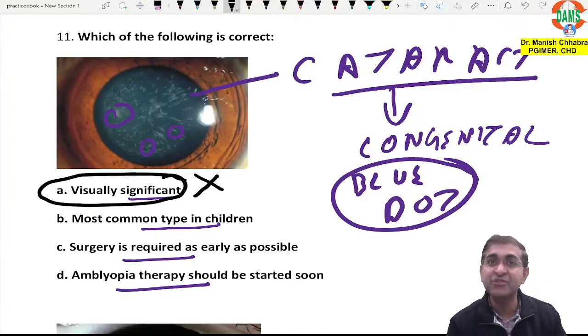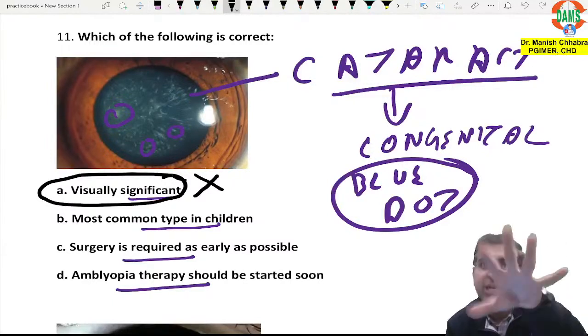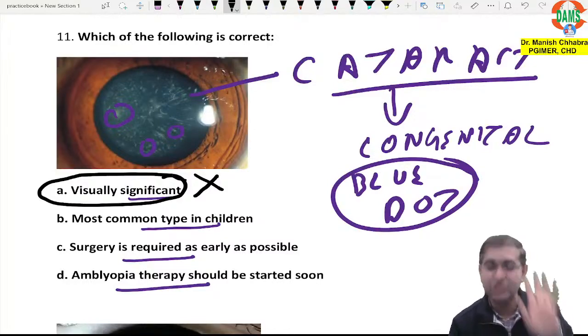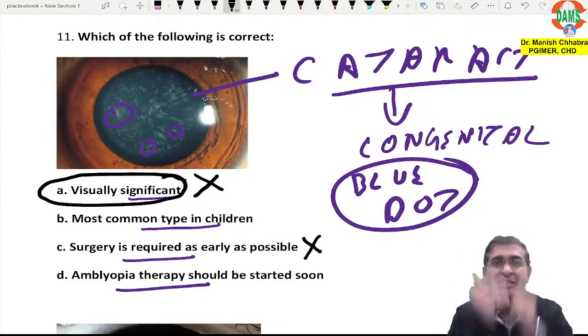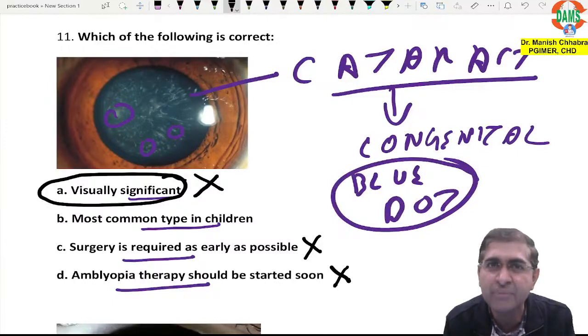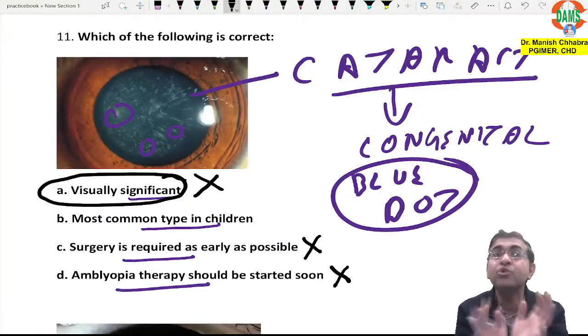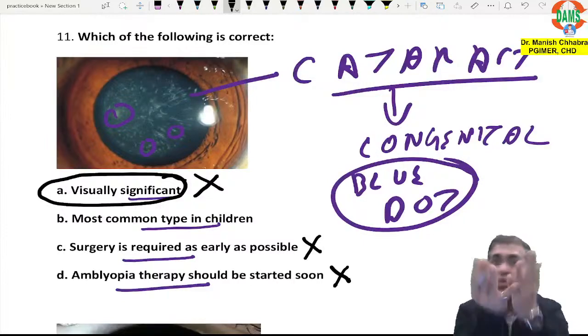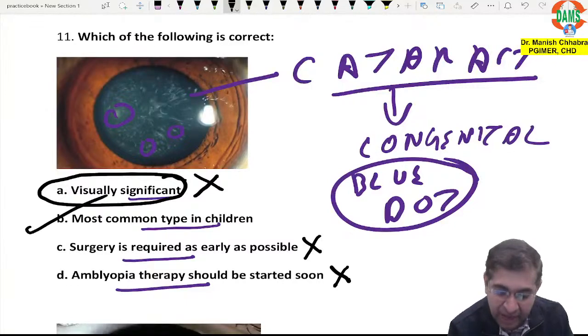Blue dot cataract visually significant? No, it is visually insignificant. Although it is the most common congenital cataract, it is not associated with loss of vision. Eliminated. Surgery is required as early as possible? Why is surgery required when it is visually insignificant? It is also eliminated. Amblyopia therapy should be started soon? Why is there any need to start amblyopia therapy when it is not leading to loss of vision? Amblyopia is stimulus deprived loss of vision. There is no deprivation of the stimulus, because this cataract is visually insignificant. So the answer is pretty straightforward.